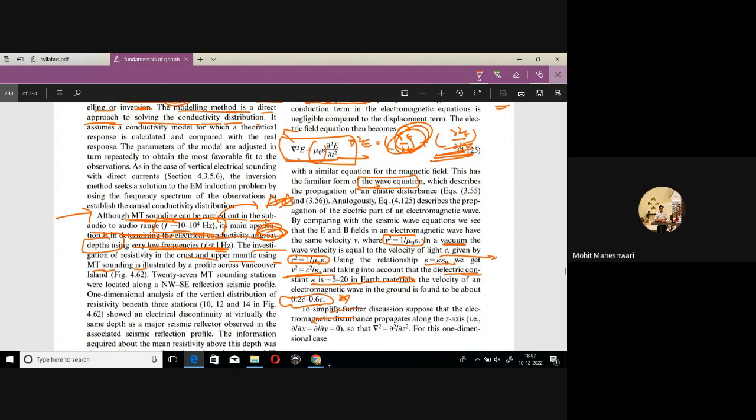Okay, to simplify the discussion, the del square E part will contain three terms: del square by del x square, del square by del y square, and then del square by del z square.